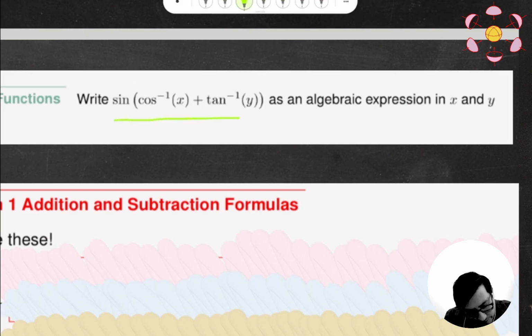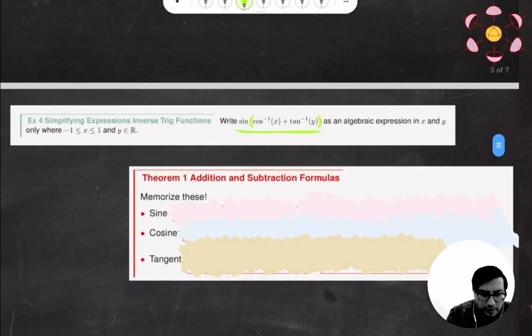Okay, so here's our goal. Our goal is to write sine of, now all of this is going to be in one mega parentheses, sine of cosine inverse of x plus tangent inverse of y. And our goal is to do it by writing this as an equivalent algebraic expression using only x and y. So, very good problem. Tag this as a GTQ, since this is an extremely important skill in calculus.